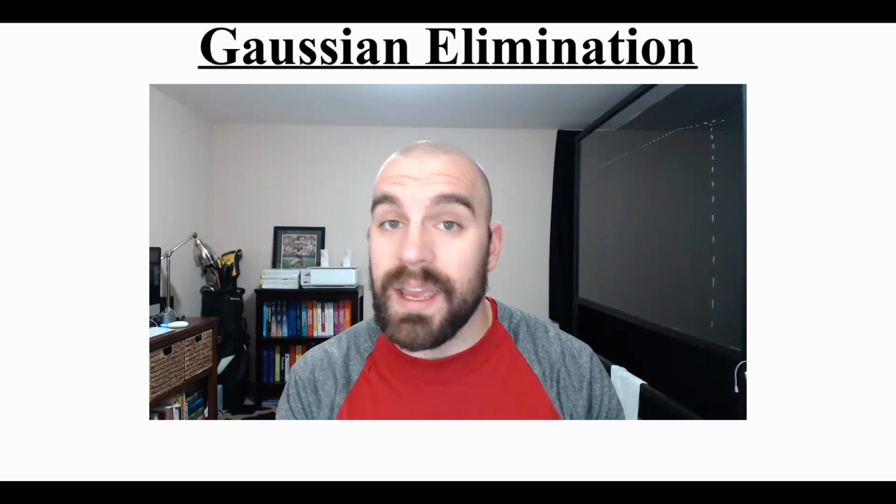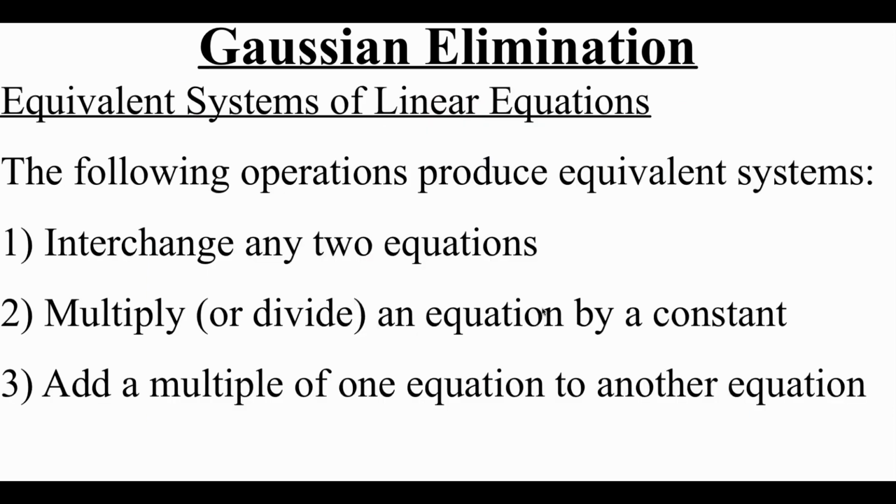In this video, we're going to look at Gaussian elimination. Gaussian elimination is the process that we're going to use to take a system of linear equations and transform it into row echelon form. And there's three operations that we can use to end up getting an equivalent system.